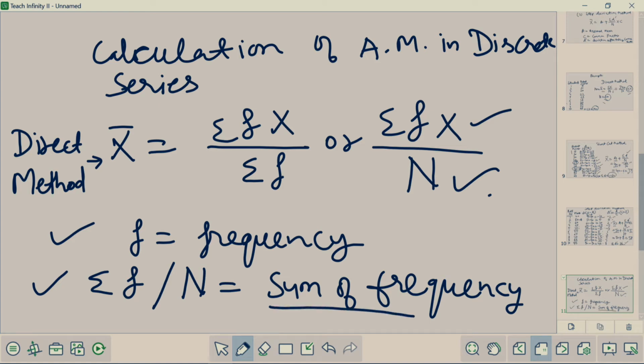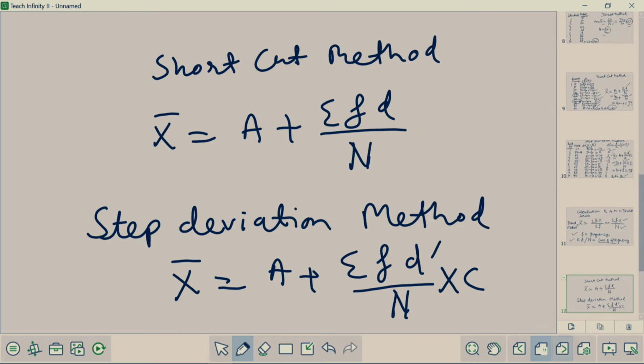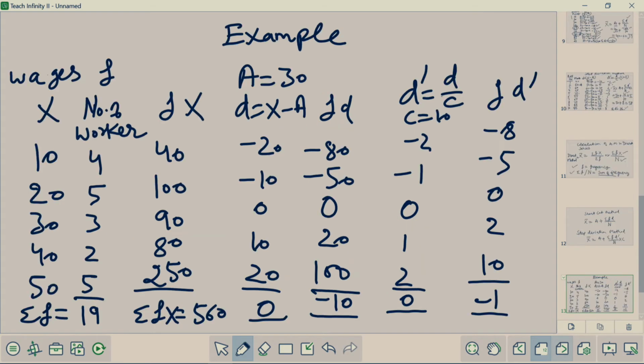So let us see with an example. First of all, see the other methods also. Shortcut method: a plus sigma fd divided by n, and in the step deviation method you can see x bar is equal to a plus sigma fd dash divided by n into c. Next we will do these particular methods with the help of this example.